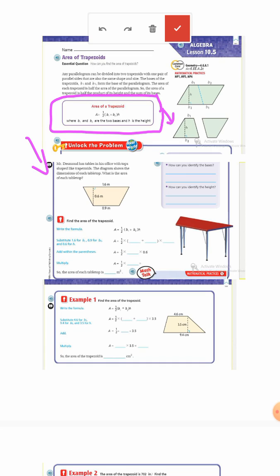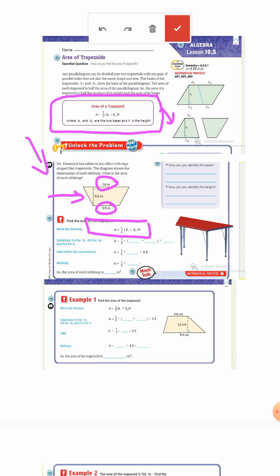In this problem, it asks me to find the area of the trapezoid using the formula that we wrote above. As you see, we have to memorize this formula well. A, which means area, equals half, B1 plus B2, multiplied by the height. What do you notice here? This one is B1, this one is B2. It does not matter, we can say that this one is B1 and this one is B2.